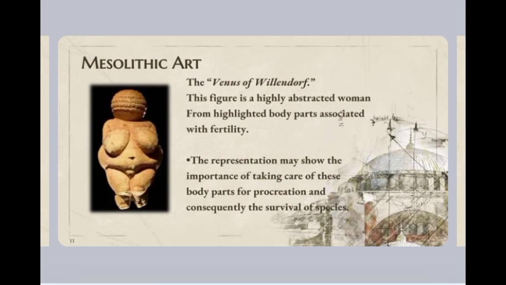So as you can see, those highlighted body parts are important or very vital to create offspring. And they valued that representation for the survival of the species.